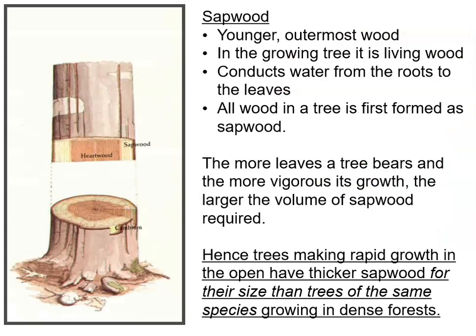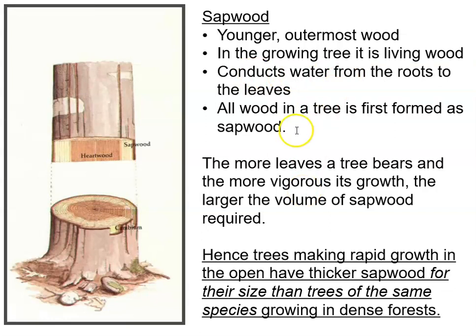And here's another cross section. So sapwood is the younger, outermost wood. Out here is the newer wood that's growing, and then the heartwood on the inside is the original. In a growing tree, the sapwood, out here, the yellow, is the living wood, and that's the part that conducts the water up from the roots to the leaves.